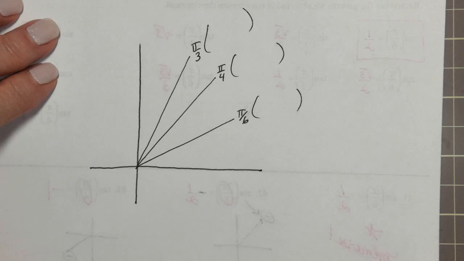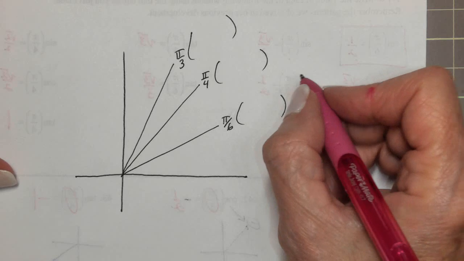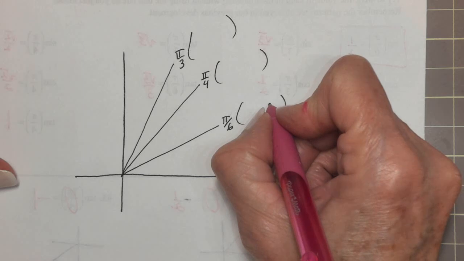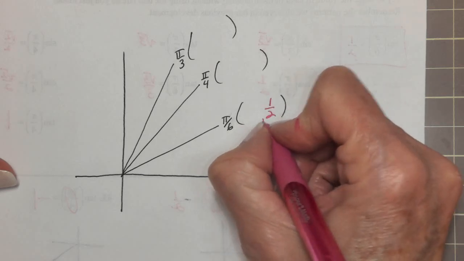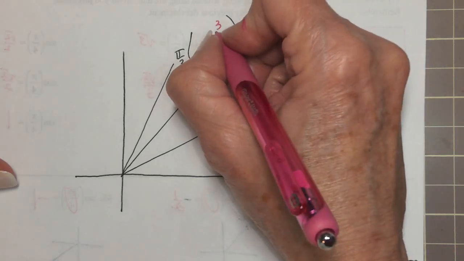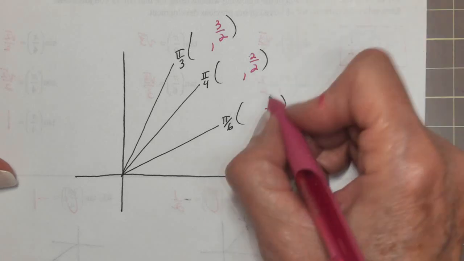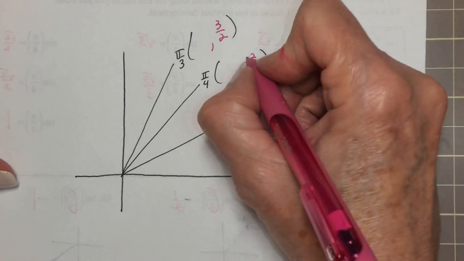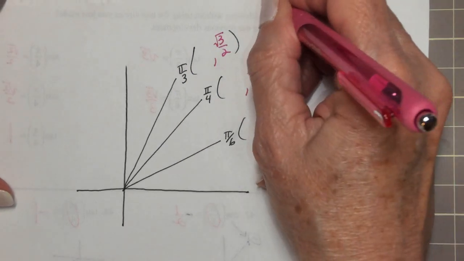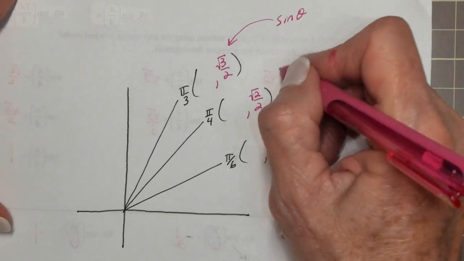Here's another way that you can easily get these points. On the outside, the y-coordinate. Start with 1 over 2. Then go to 2 over 2. Then go to 3 over 2. And then take the square root of each numerator. Square root of 1 is 1. Square root of 2, square root of 3. That gives you the y-coordinates. Those are the sine of each one.